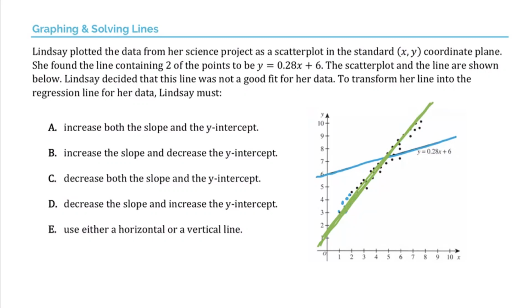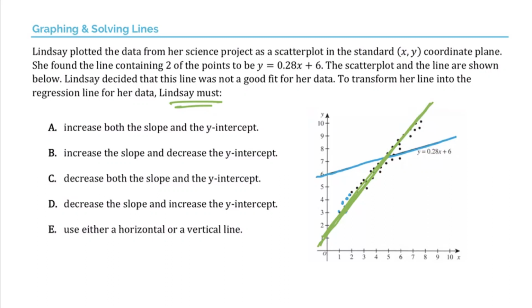So the line that got sketched as this kind of line of best fit, the y equals 0.28x plus 6, that blue line, is not a good fit for the scatter plot data. The one I drew in green, that one is a better fit for her data. So the question is basically saying, if we want to change from the blue line to the green line, right, we want to go from the one that wasn't a good fit to the one that is a good fit, what does Lindsay need to do?